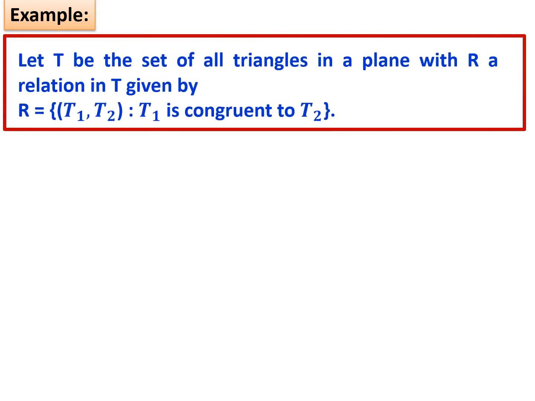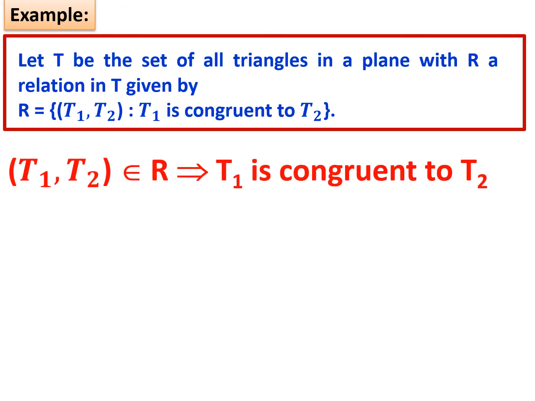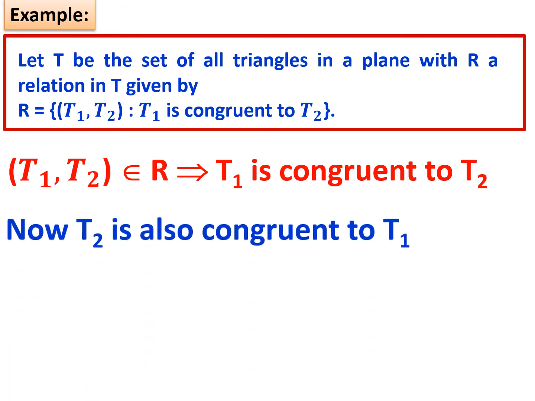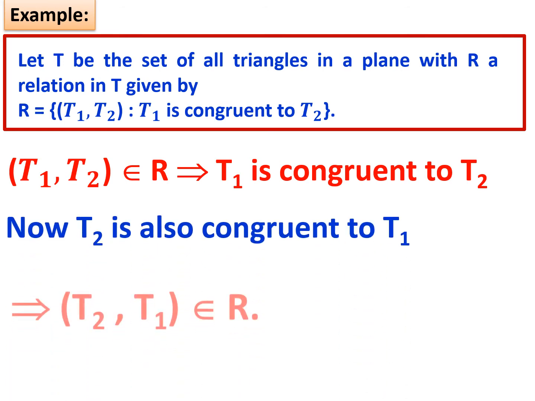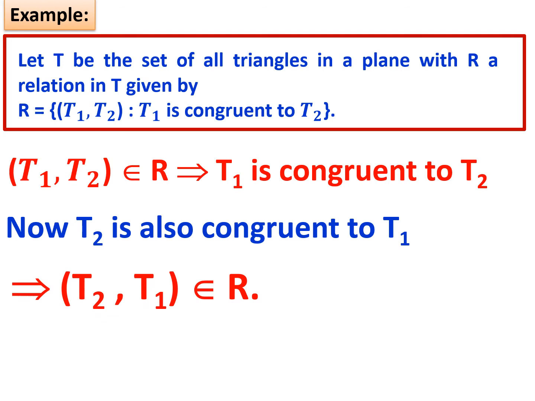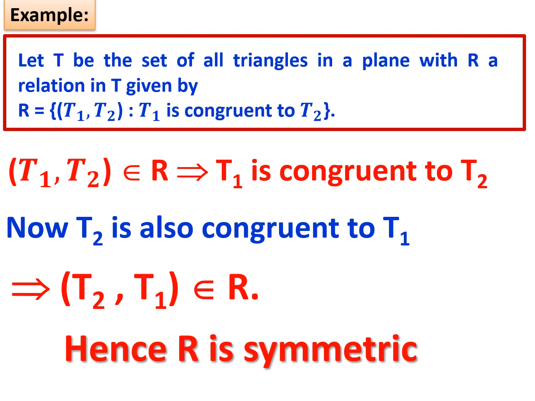Let us go to the next example. The same triangle example I am taking. The set of all triangles with T1, T2, where T1 is congruent to T2. Now take T1, T2 with T1 congruent to T2. Therefore, T2 is congruent to T1, very simple. Therefore, (T2, T1) belongs to R. Therefore, R is a symmetric relation. When I interchange their positions, the congruence relation is still valid.